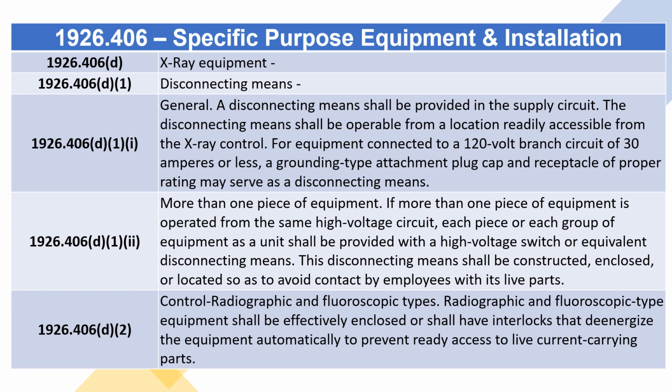1926.406 D2 Control radiographic and fluoroscopic types. Radiographic and fluoroscopic type equipment shall be effectively enclosed or shall have interlocks that de-energize the equipment automatically to prevent ready access to live current carrying parts.